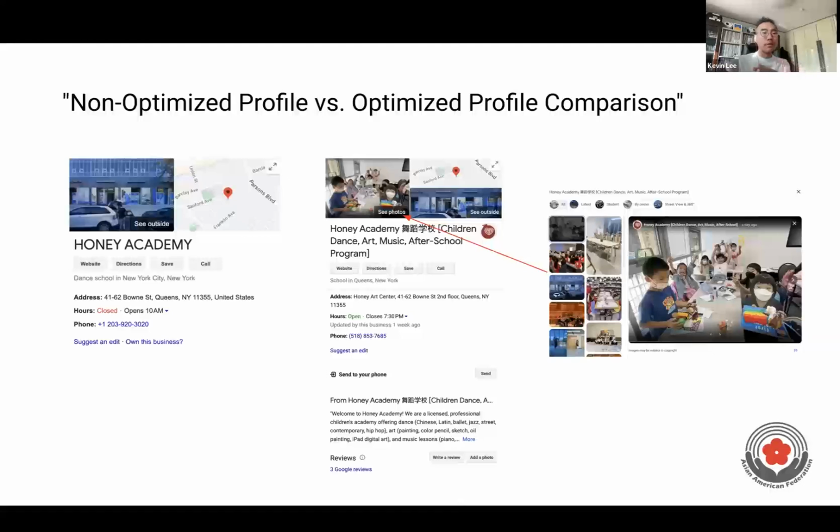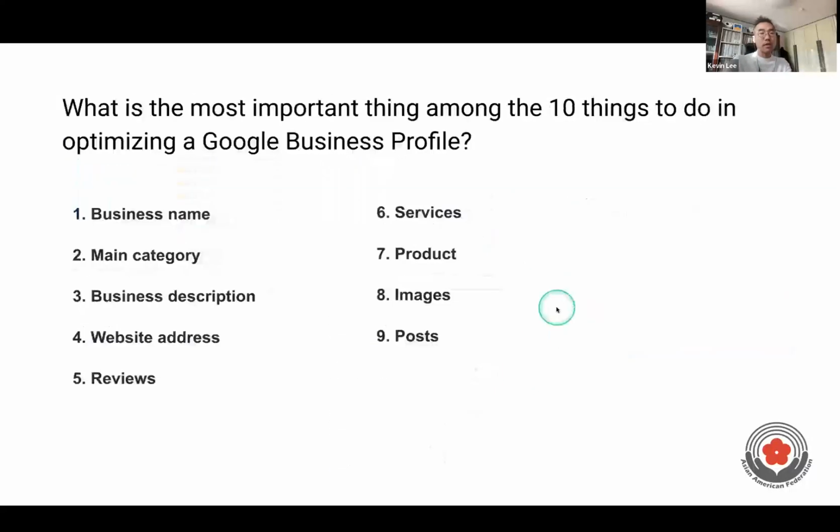So if, for example, this is a non-optimized profile versus an optimized profile, as you can see, before there was nothing. Right after, now there is way more information for people to check out, more reviews, right? So Honey, for example, had 3 reviews before, but now they have over 109 and they're thriving. They're killing it. So what is the most important thing among the 10 things to do in optimizing a Google Business Profile?